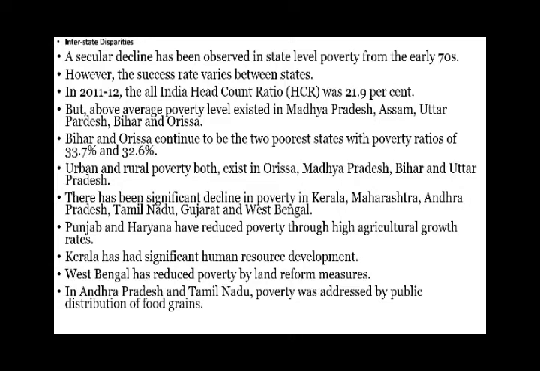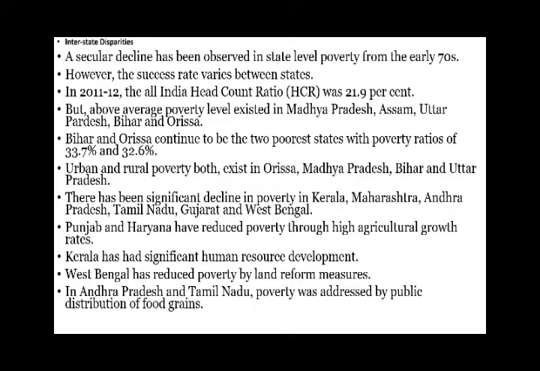In 2011 to 2012, the all India Head Count Ratio (HCR) was 21.9%, but above average poverty levels existed in Madhya Pradesh, Assam, Uttar Pradesh, Bihar and Orissa. Bihar and Orissa continue to be the two poorest states with poverty ratios of 33.7% and 32.6%. Urban and rural poverty both exist in Orissa, Madhya Pradesh, Bihar and Uttar Pradesh.